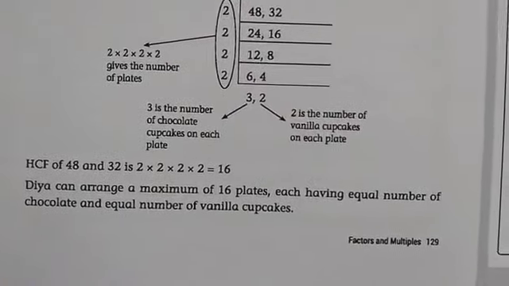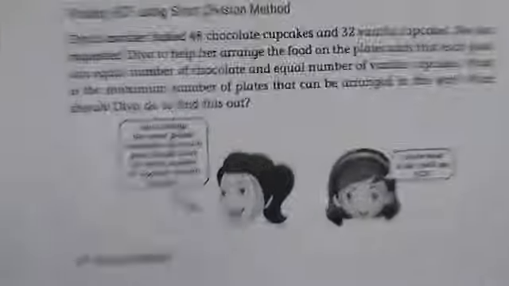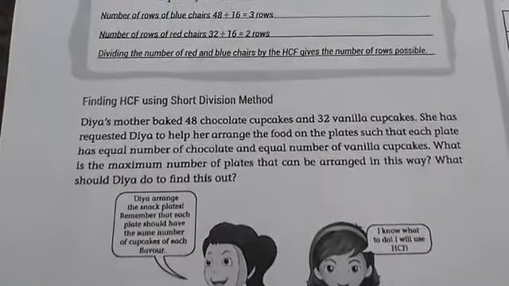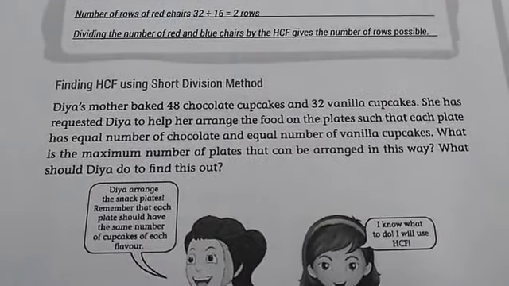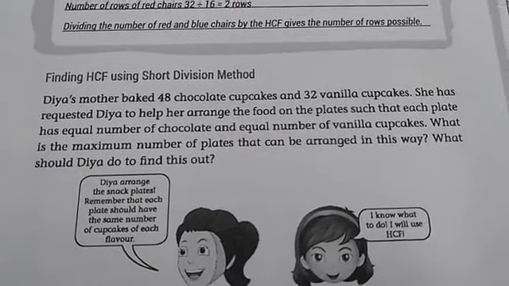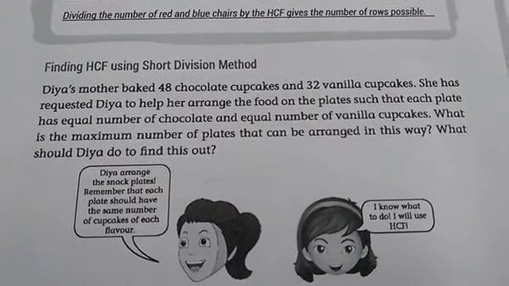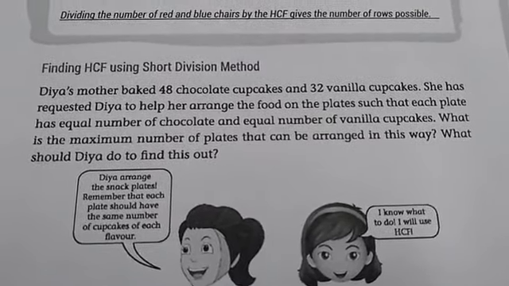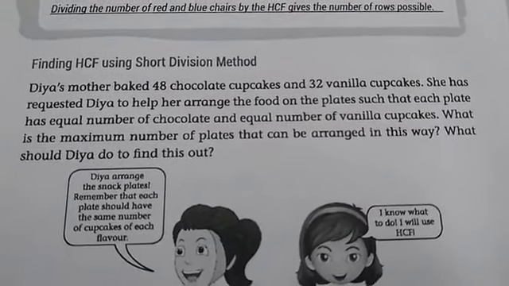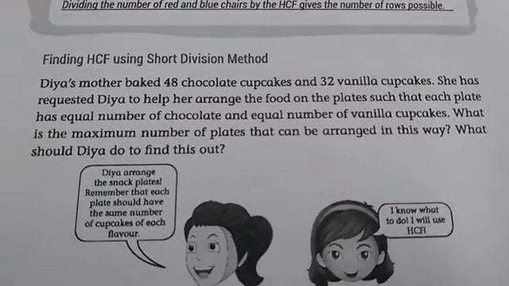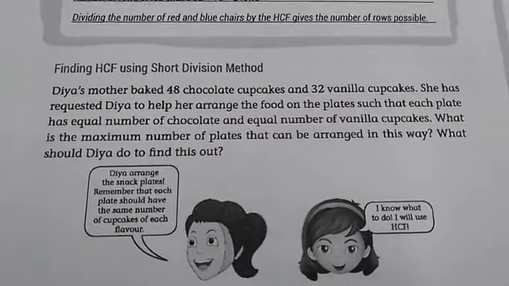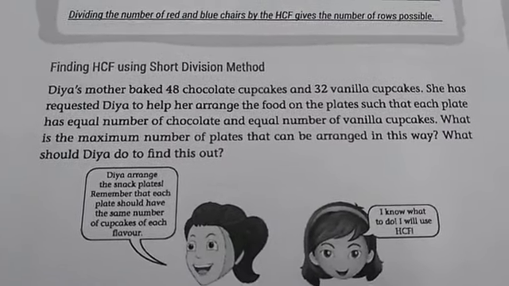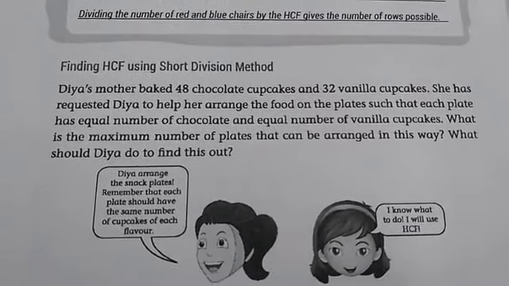See, observe here. This is the question. Divya's mother baked 48 chocolate cupcakes and 32 vanilla cupcakes. She has requested Divya to help her arrange the food on plates such that each plate has an equal number of chocolate and an equal number of vanilla cupcakes. So what is the maximum number of plates that can be arranged in this way? So what should Divya do?